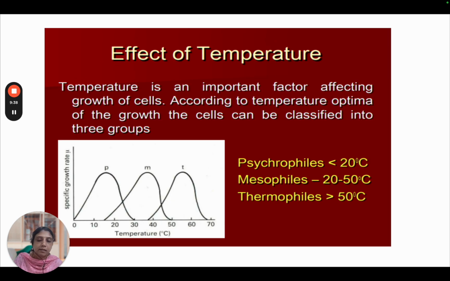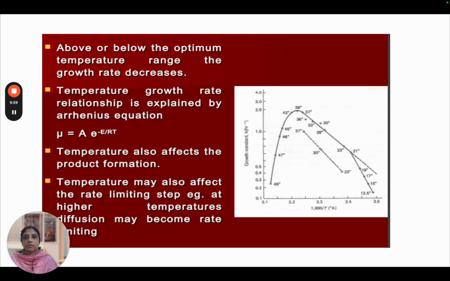Then the effect of temperature. Microorganisms grow at different temperatures. Based on their growth at different temperatures, they are classified into psychrophiles, mesophiles and thermophiles. Psychrophiles grow at temperatures below 20 degrees Celsius, mesophiles grow in the range of 20 to 50 degrees Celsius, and thermophiles grow at a higher range, above 50 degrees Celsius. Based on that, we need to supply the temperature. The effect of temperature on growth rate is explained by the Arrhenius equation: mu = A e^(-E/RT), where mu is the net specific growth rate. Temperature also affects product formation.